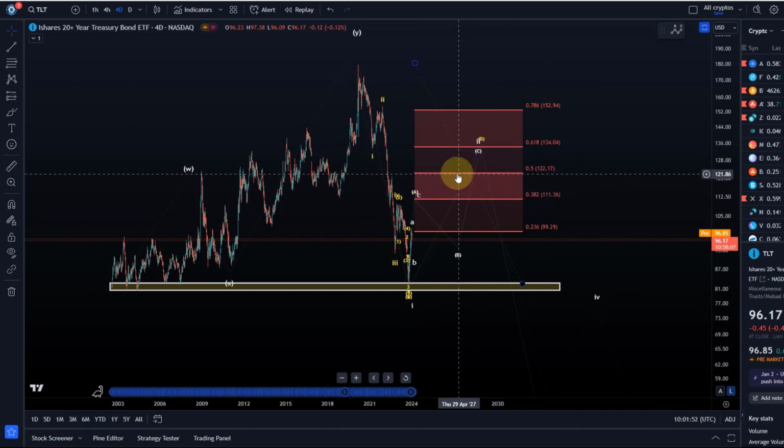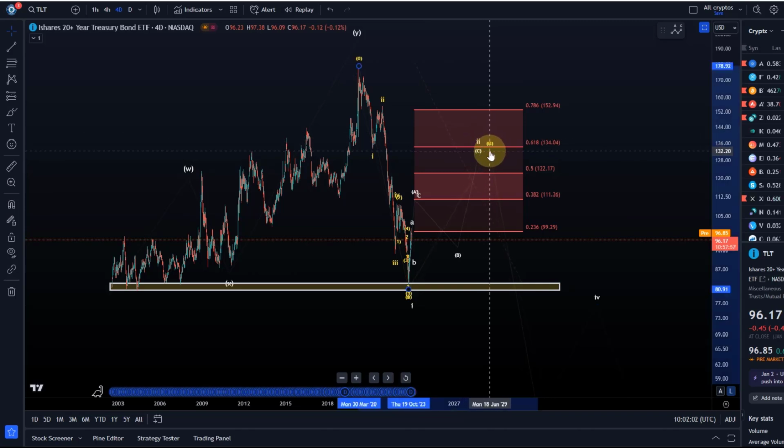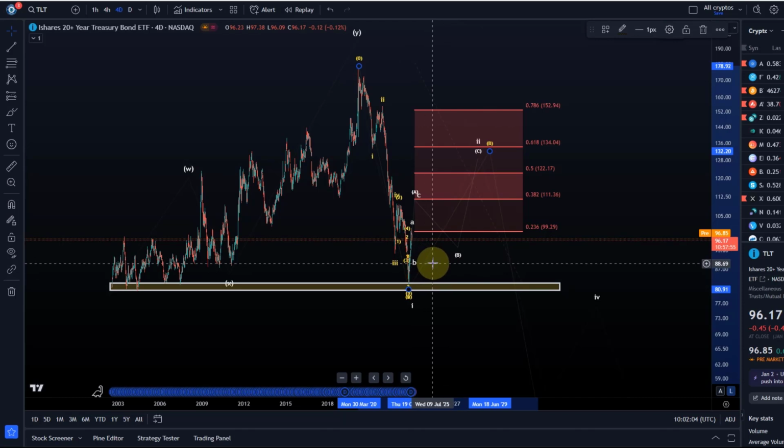The resistance area has been reached, but really only the first level. I think we should ideally go a little higher. We're going to take a look at that in this video, but the idea is that in both scenarios, I would like to see the price go a little higher, maybe after a corrective pullback.